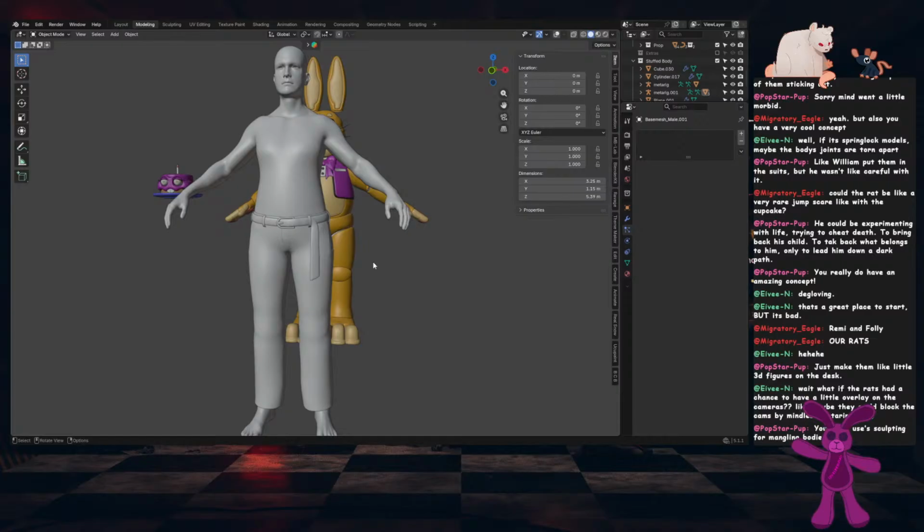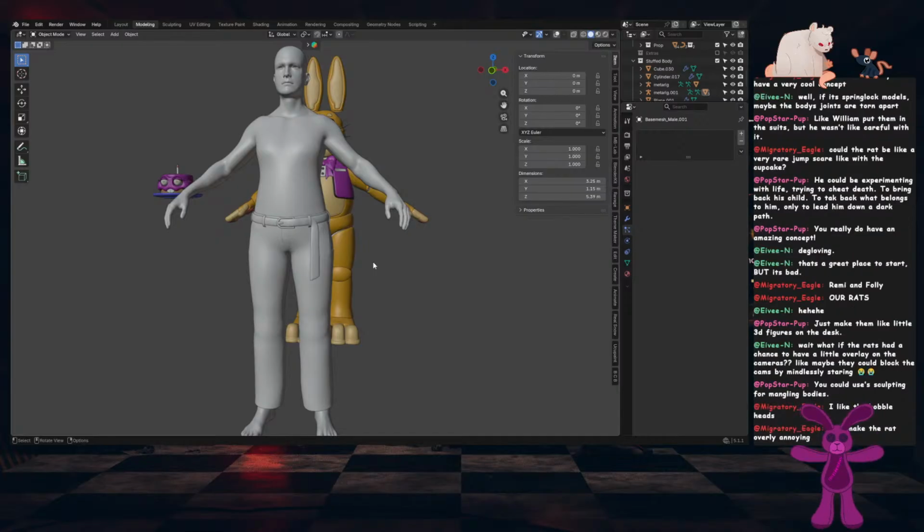You could use sculpting for mangling bodies. I know. I like the bobbleheads. I could make them look like the Who Was book covers.